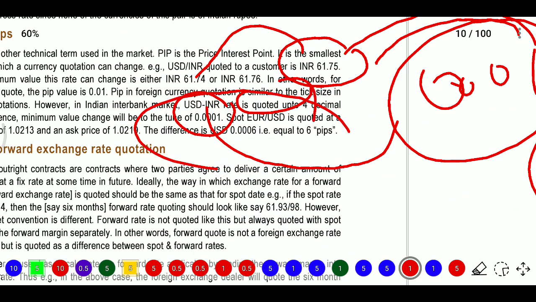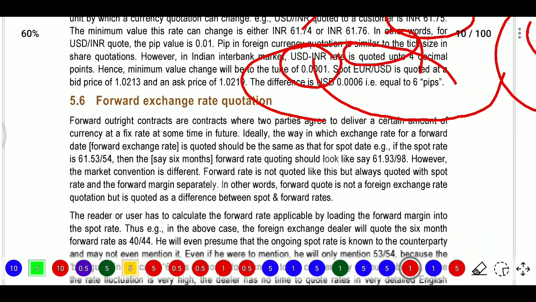So 6 PEPs it will be noted. Next, after that, foreign exchange rate quotation. Forward exchange rate quotation means forward outright contract.